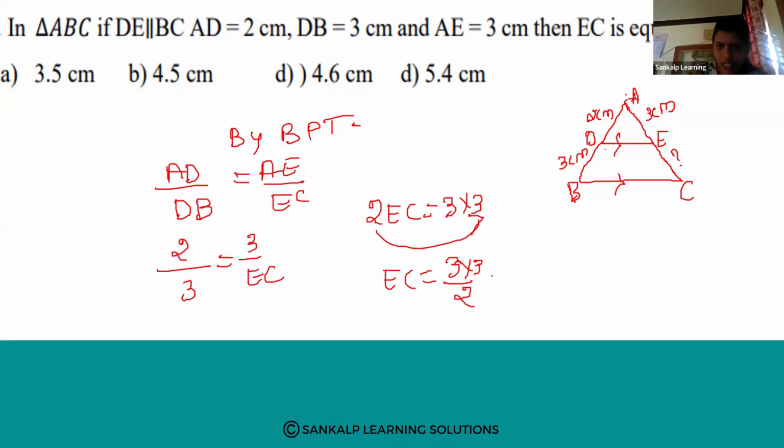Yes. So 3 3s are 9. 9 divided by 2. 2 1s are 2, 2 4s are 8. 1 remains. You will take point, means 1 0. So 10, 2 5s are 10. 4.5. So 4.5 centimeter. So where is 4.5 centimeter? It is in option B. Therefore option B is right.